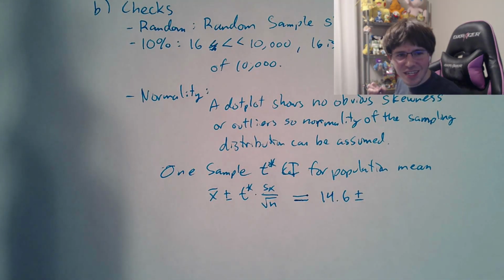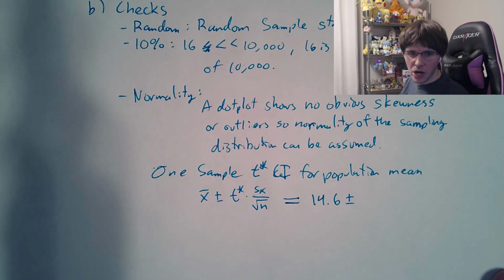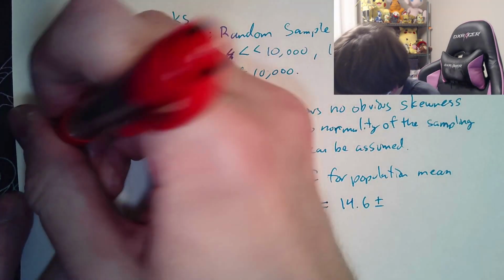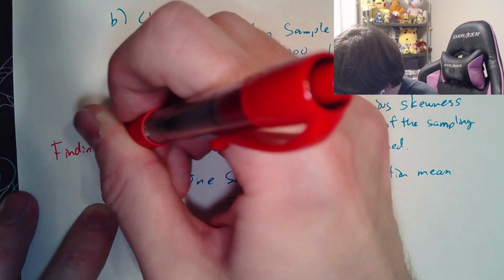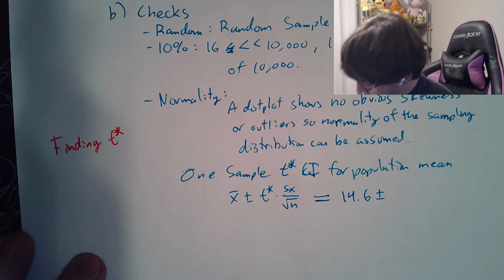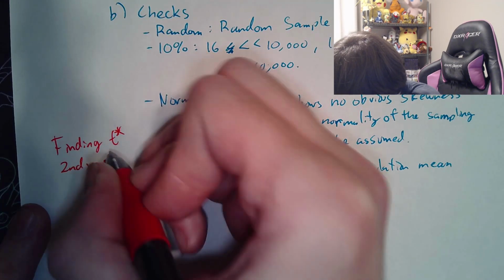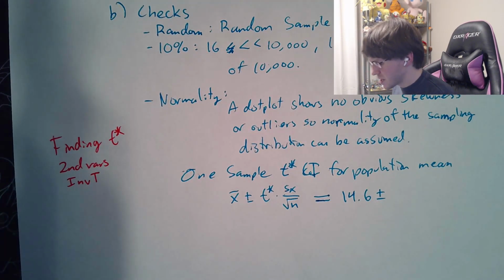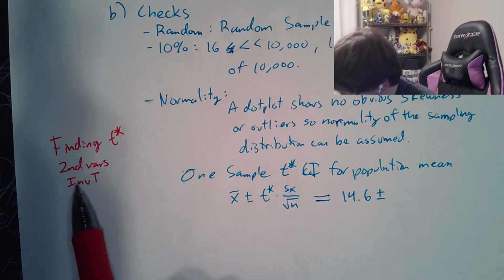To find t star, this is the first time we've actually had to find t star on a problem. So I'm going to go over to the side, finding t star on a calculator. Finding t star on your calculator, all you're going to be doing is second vars, inverse t. I didn't say it earlier, but you always use t for our means. I'm not going to go into it for this video, but that's how you always do it.